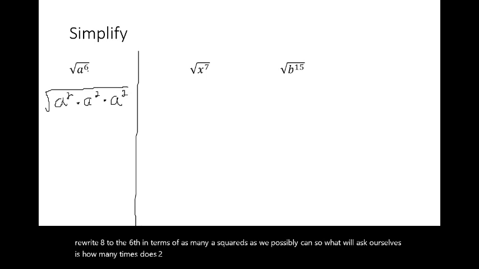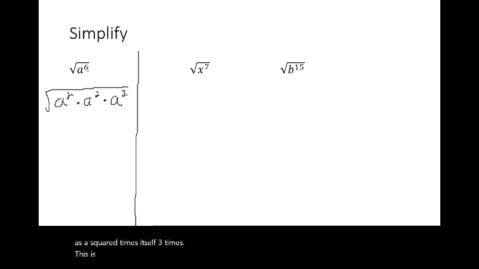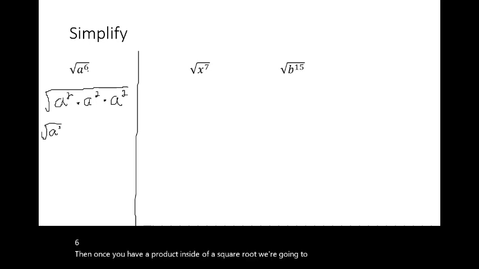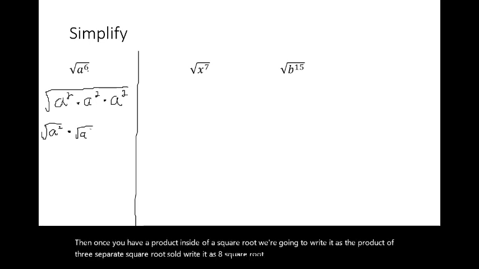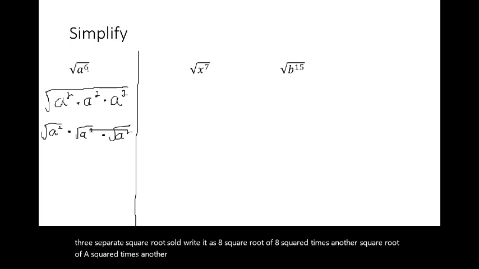This is basically the reverse of the product property of exponents, because 2 plus 2 plus 2 will give you 6. Then, once you have a product inside of a square root, we're going to write it as the product of 3 separate square roots. So we'll write it as a square root of a squared times another square root of a squared times another square root of a squared.